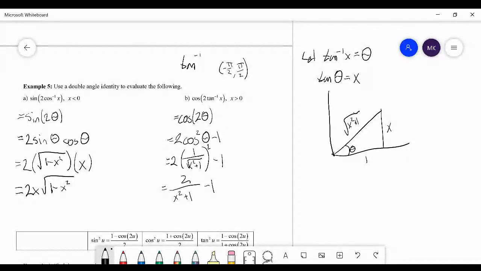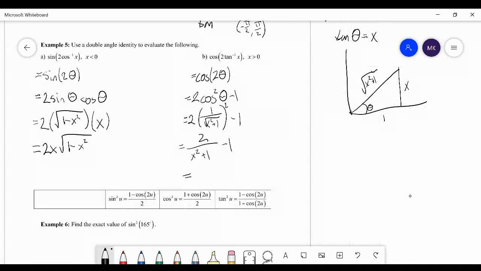Now, if you were to try and combine these, it would work. You could do it. What you end up with is nothing really that pretty. You end up with 2 minus quantity x squared plus 1 over x squared plus 1, which then, combining like terms, gives you 1 minus x squared over x squared plus 1. It's fine either way, wherever you want to stop, but just knowing what's happening there.